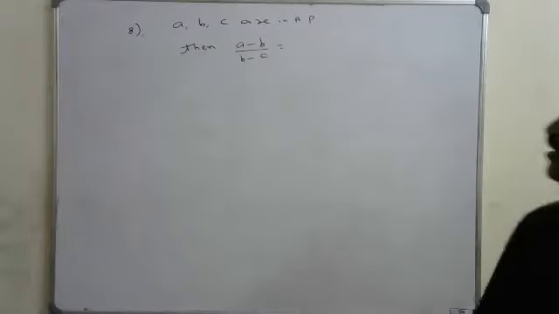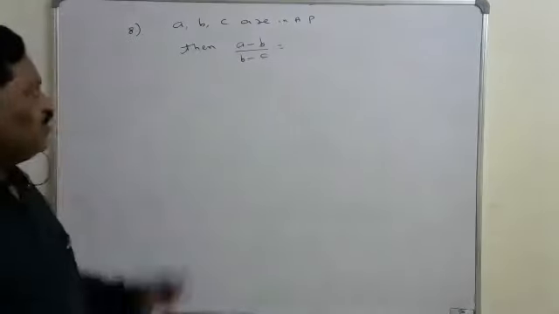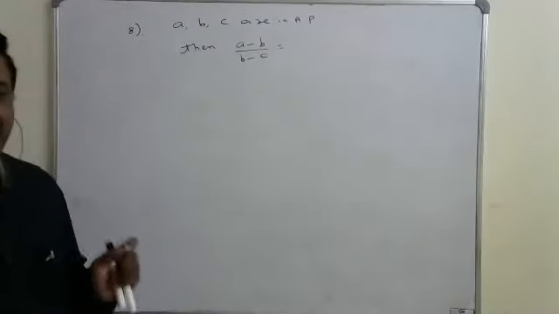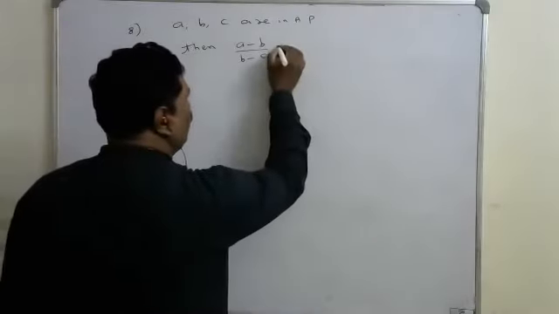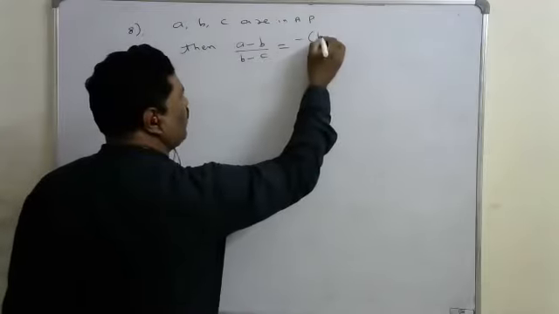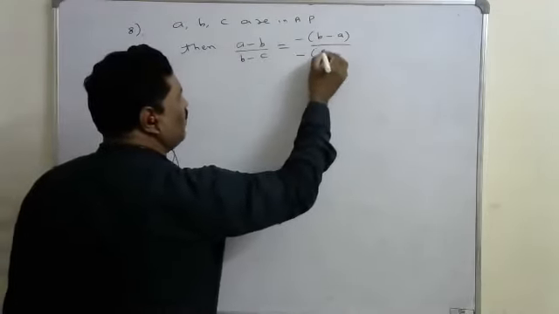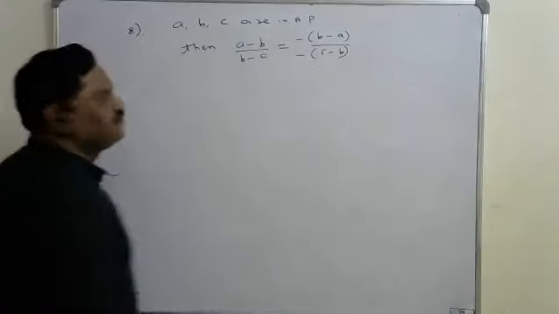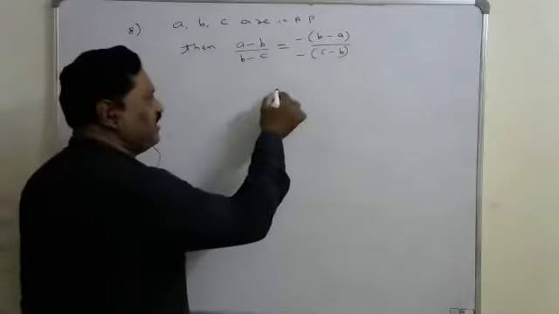Just observe this: A, B, C are in AP. What is the value of A minus B upon B minus C? To find that, from the numerator and denominator we will take the minus common. If I take the minus common, it becomes B minus A upon, from this also taking the minus common, C minus B. The minus and minus get cancelled.